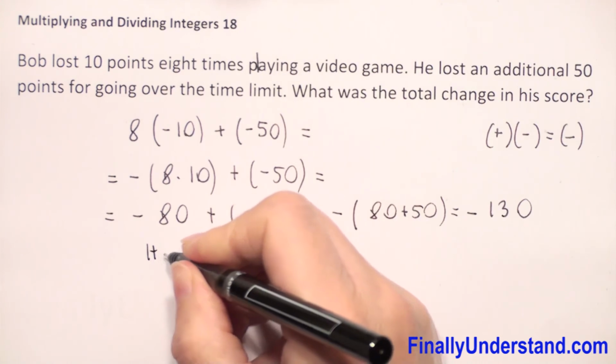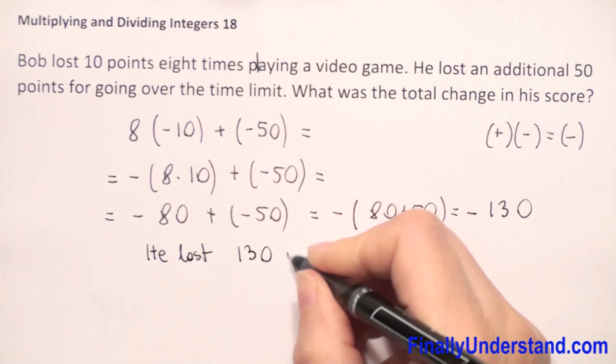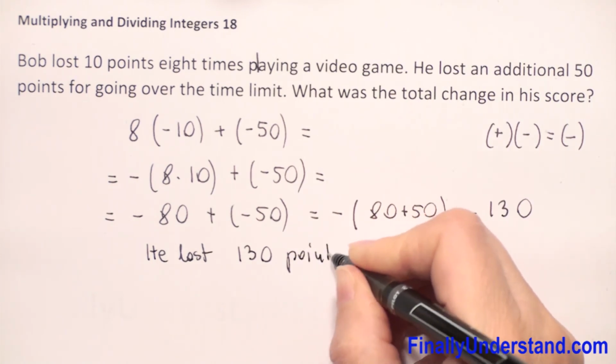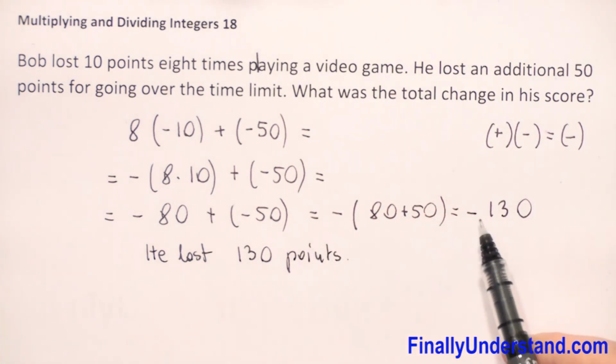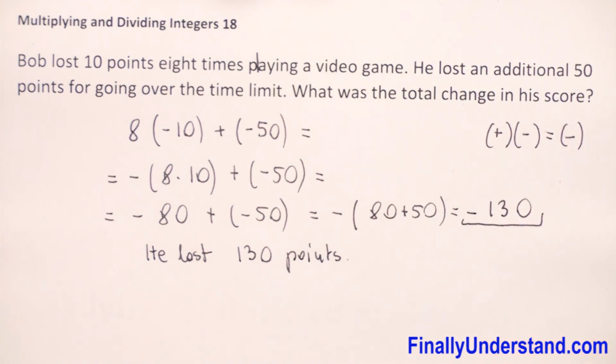You can write he lost 130 points. Why lost? Because we got a negative number. This is my solution.